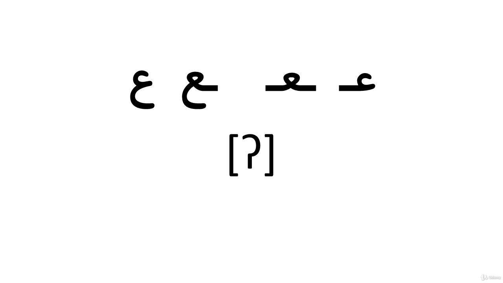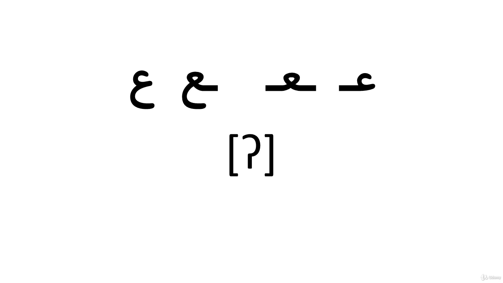Hi, in this lesson we're going to learn the letter Ain, which makes the sound A. Letter Ain has 4 shapes. The first 2 shapes are the non-ending shapes, and the last 2 shapes are the ending shapes.